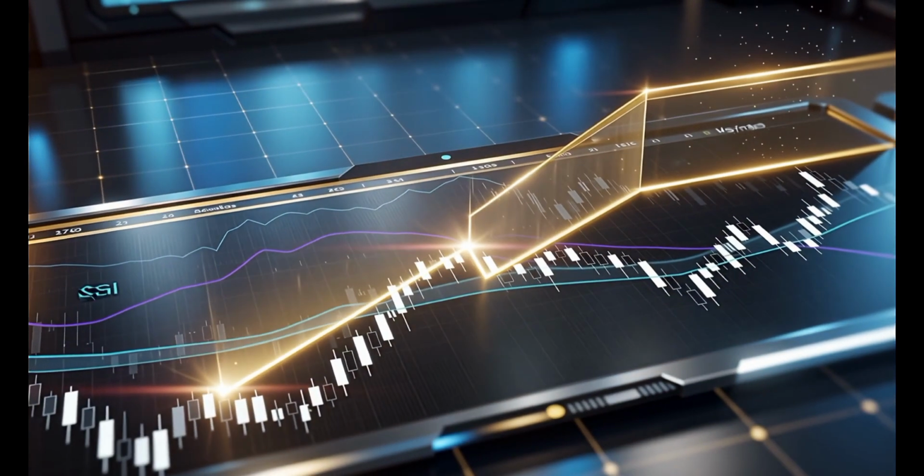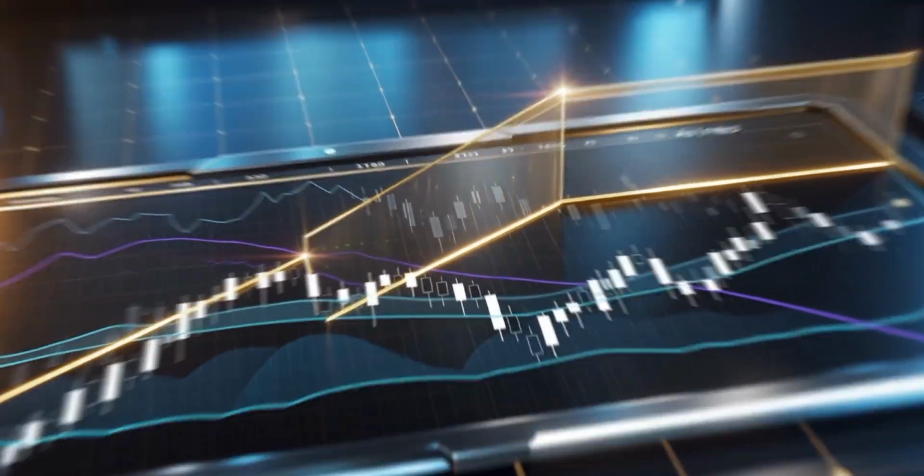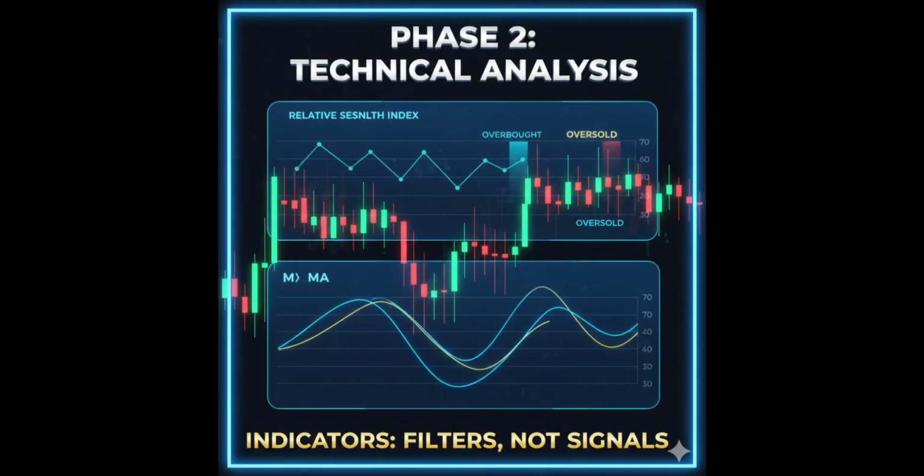Section 5. Indicators, the filters, not the signals. This is where most beginners fail. They look for a magic indicator to tell them when to buy or sell. Indicators like the RSI, Relative Strength Index, or moving averages are just math based on past price. They are filters. RSI, we use it to see if price is overextended. If it's above 70, the story says buyers might be exhausted. Moving averages, these act as a dynamic support or resistance. If price is above the 50-period MA, the momentum is bullish. Never take a trade because of an indicator. Take a trade because the structure is right, and use the indicator to confirm it.